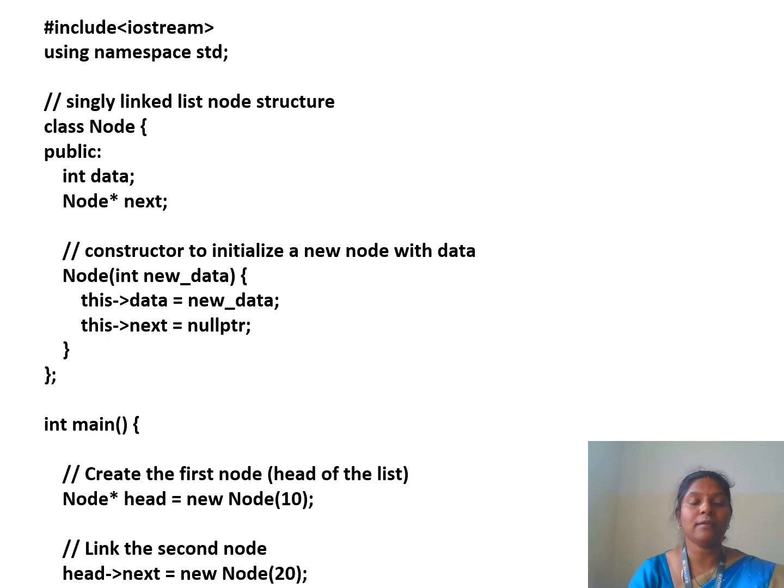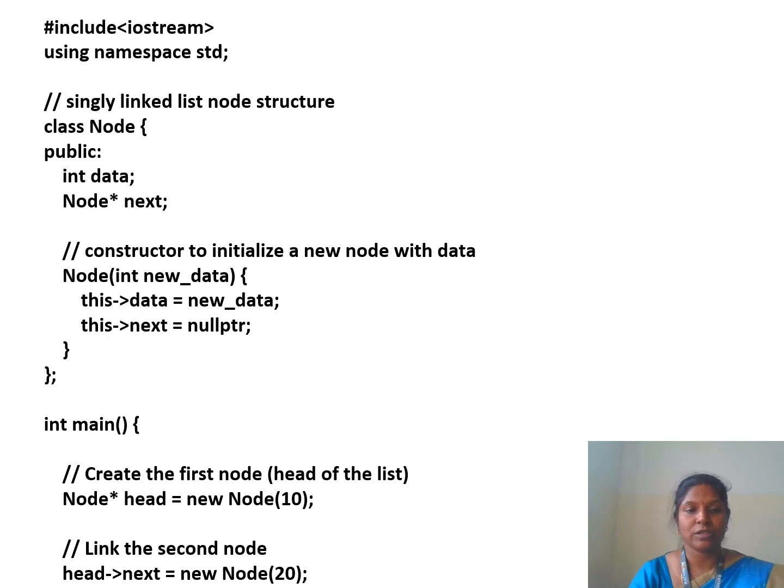First, creating the node with data and a node pointer next. Constructor to initialize the new node with data. Node(int newData), where newData is given as an integer. this->data equals newData. this->next equals nullptr. Okay, this is the linked list node structure.